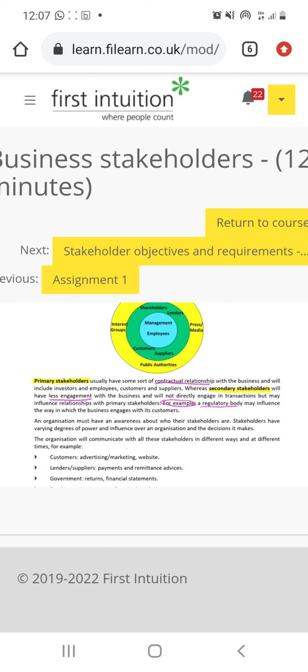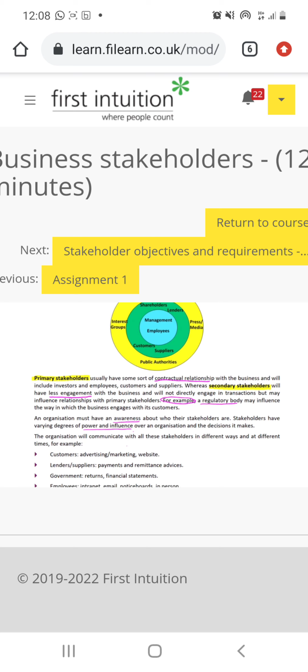Other secondary stakeholders we may see, we saw earlier in our diagram, the environmental groups and also the community, who have less engagement with the business and no contract. An organisation must have an awareness about who their stakeholders are. They have varying degrees of power and influence over an organisation, and also the decisions it makes. Let's think about this word power and influence.